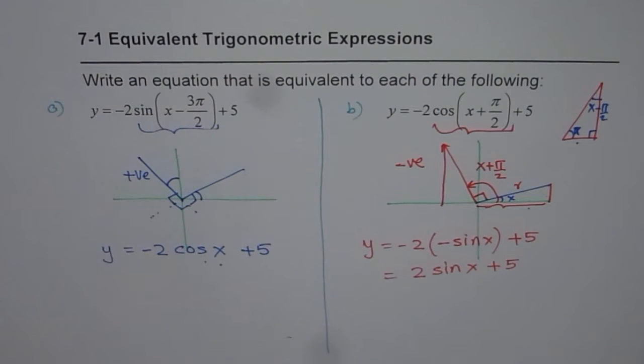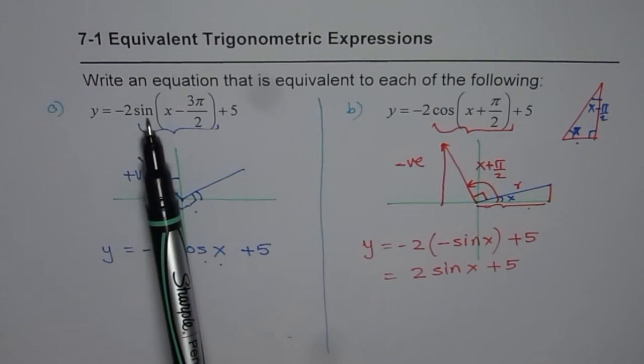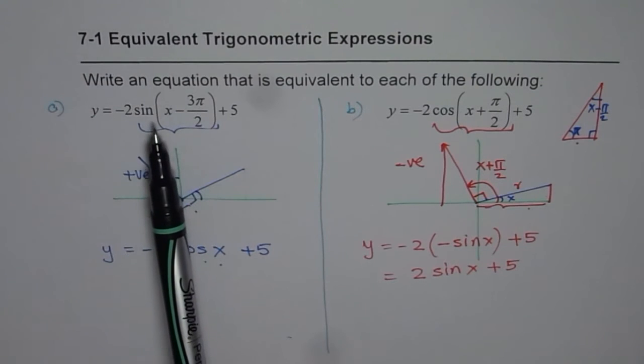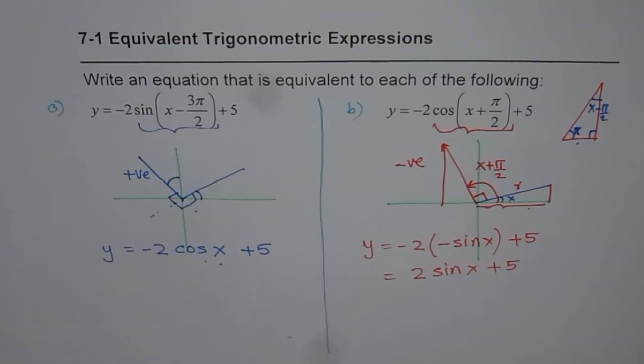I hope that helps. So the idea here is whenever you're working on cofunction identities, figure out whether the trigonometric ratio part is positive or negative. If it is positive, just write with the same sign. If it is negative, then write with the negative sign of the cofunction. Then you'll always get it right.